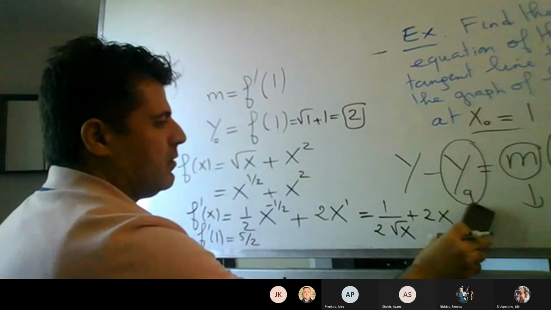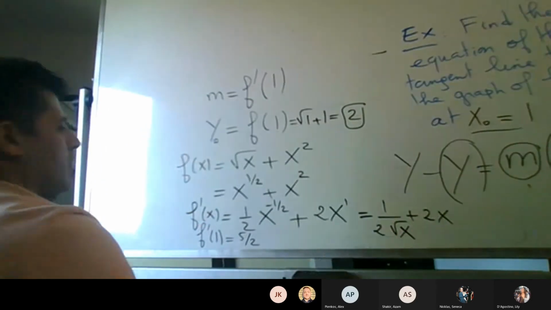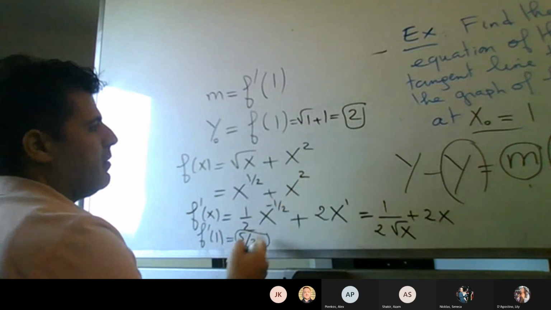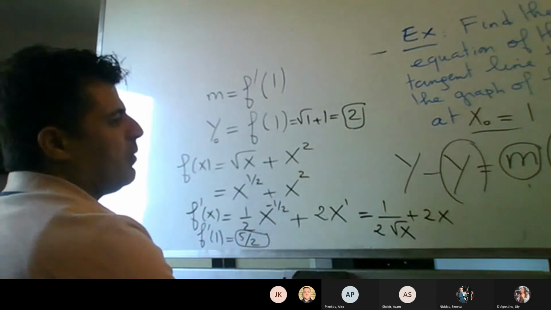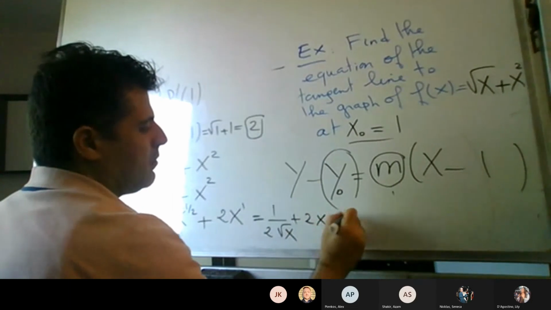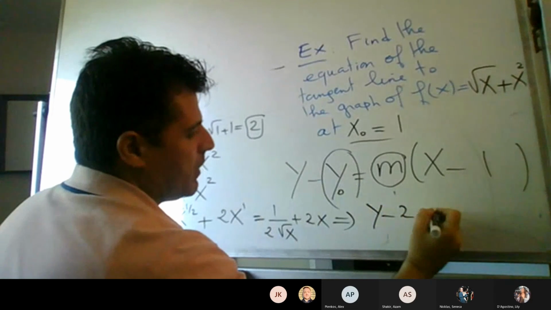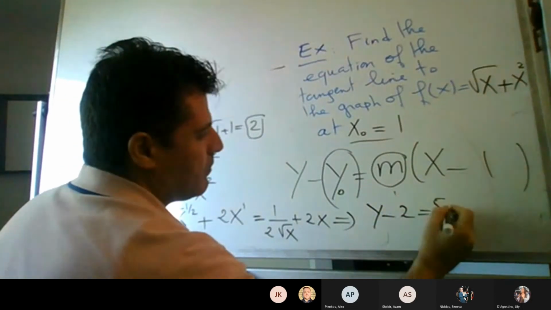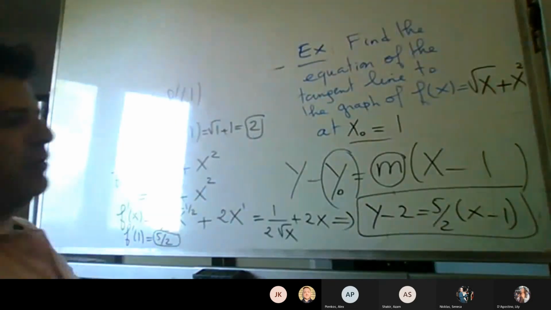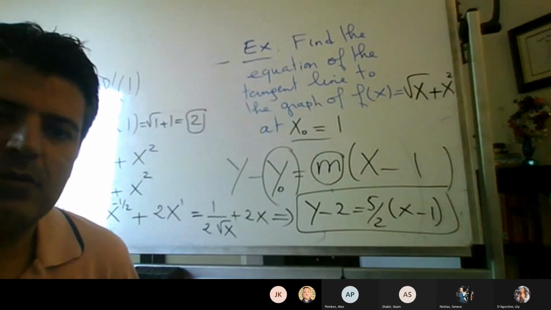Okay, now let's replace everything. Once I know these values, m, the slope, and y0, we get y minus y0, y minus 2, equals m, which is 5/2, times x minus 1. So you just need to calculate the slope and the value.